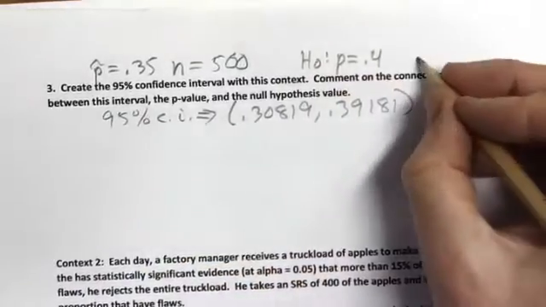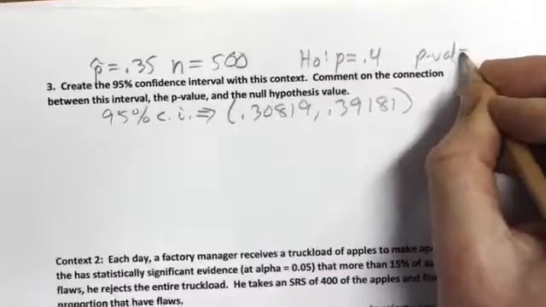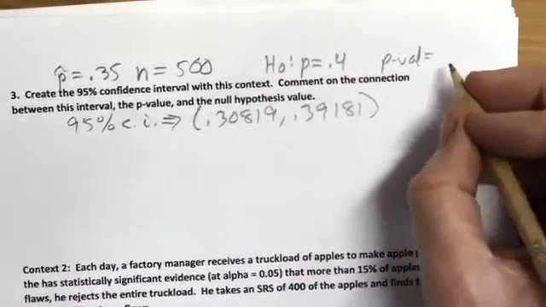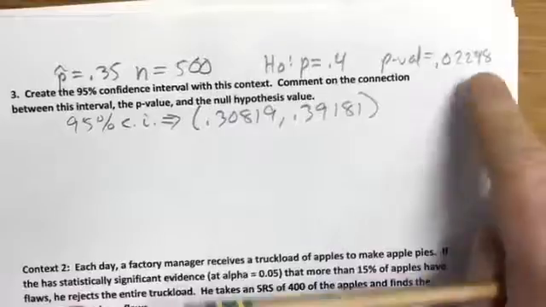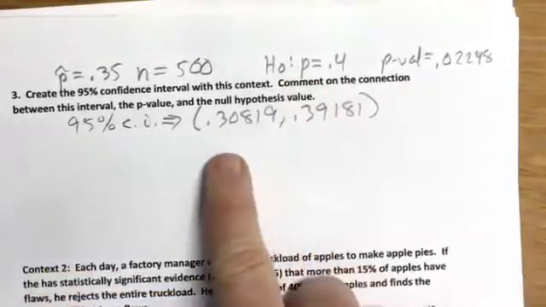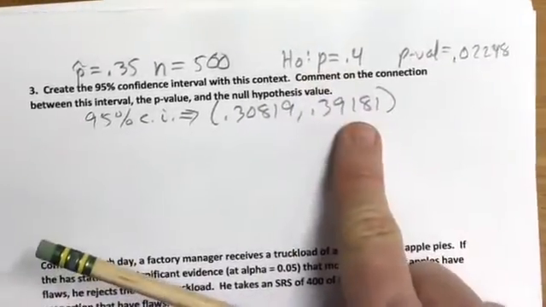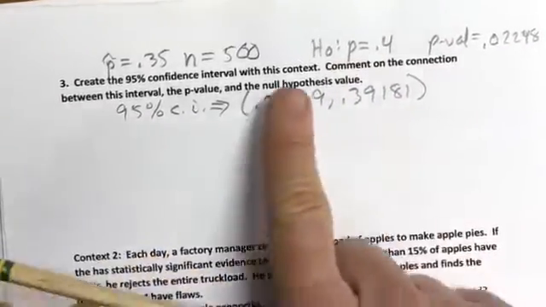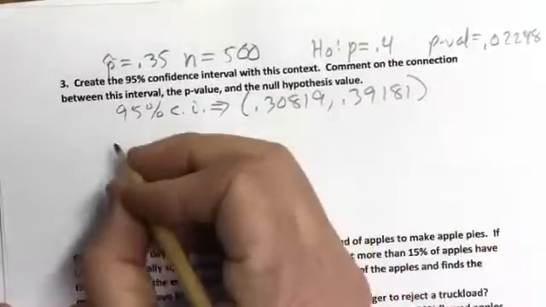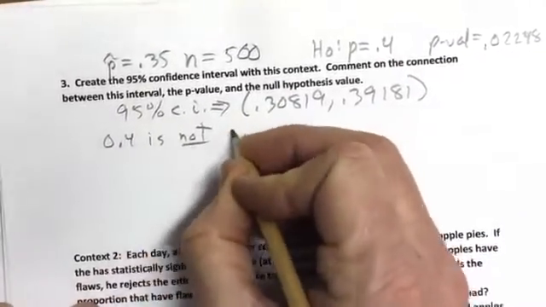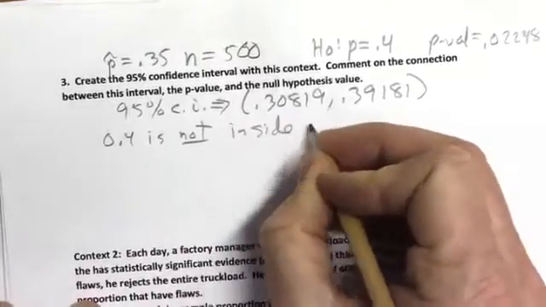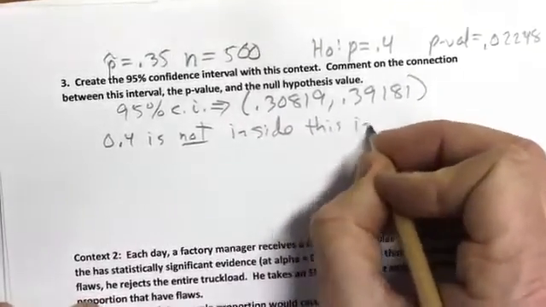And our P value is low. Our P value is equal to 0.02248, which told us to reject that. Well, this value is not in the interval, and these are the plausible values. So the way you make the connection between these, you would say 0.4 is not inside this interval.